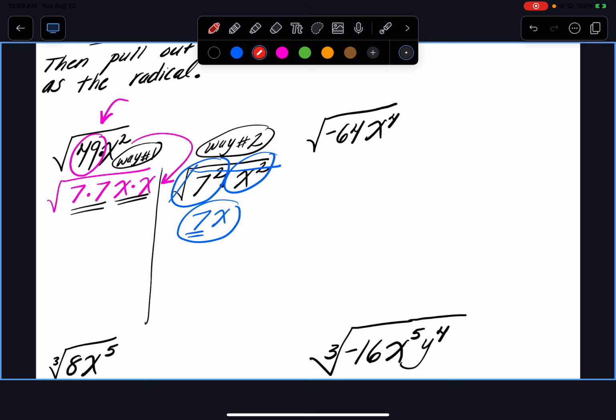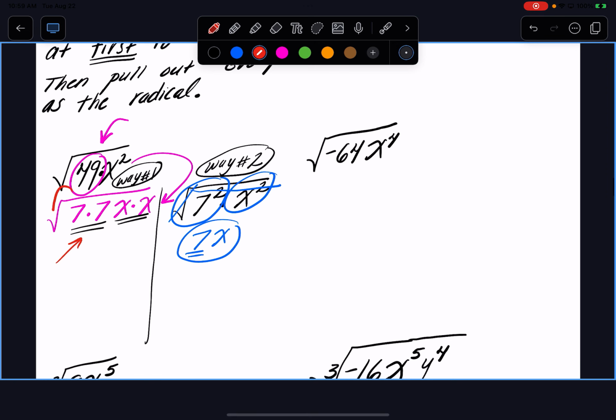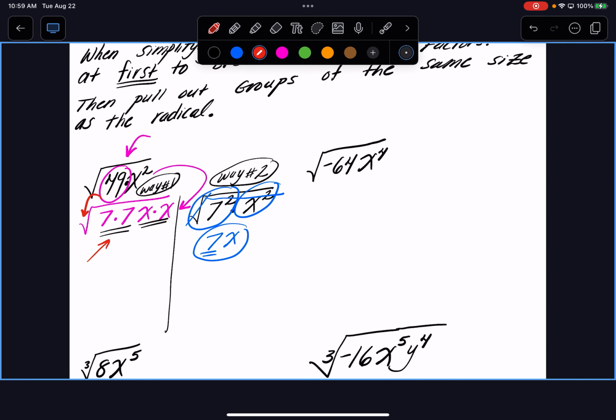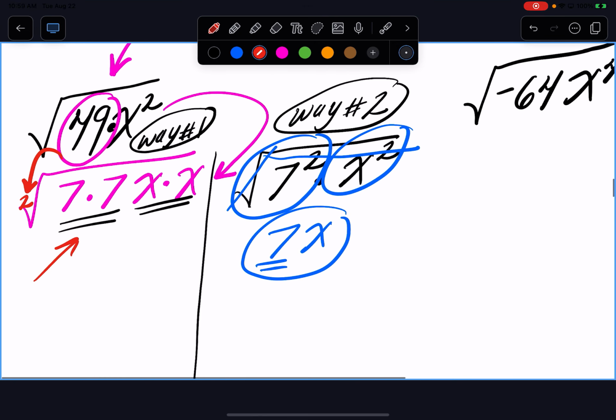Now, a different way of doing this is memorizing a process. So what you can do is go back to this. You're going to pull out groups of however large the radical is. What's the radical number right there? 2. A secret 2. So we pull out groups of 2. Right here, you just pull out a 7, not 2 7s. We are taking the square root of 49. What is the square root of 49? 7. That's why we only pull out 1 7 for the 2 7s.